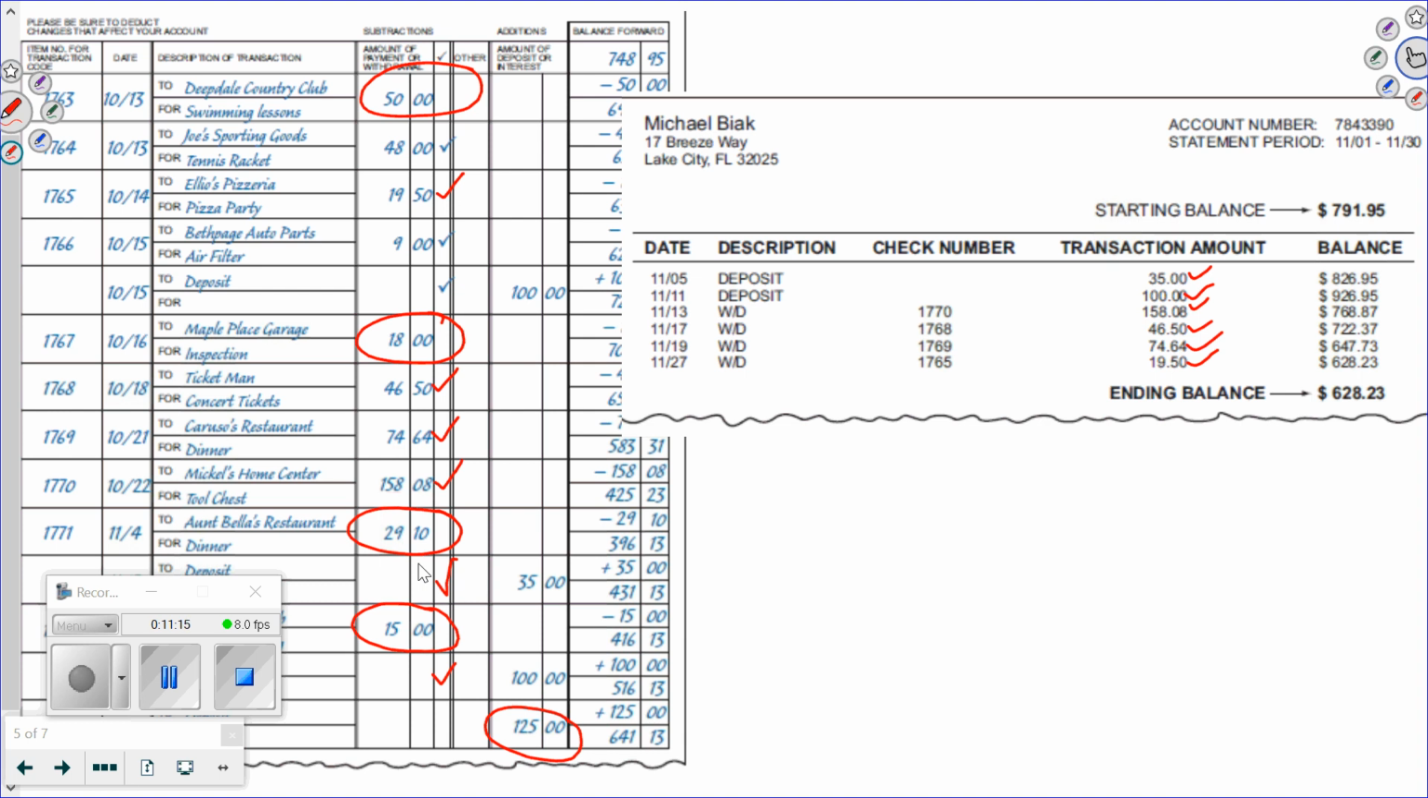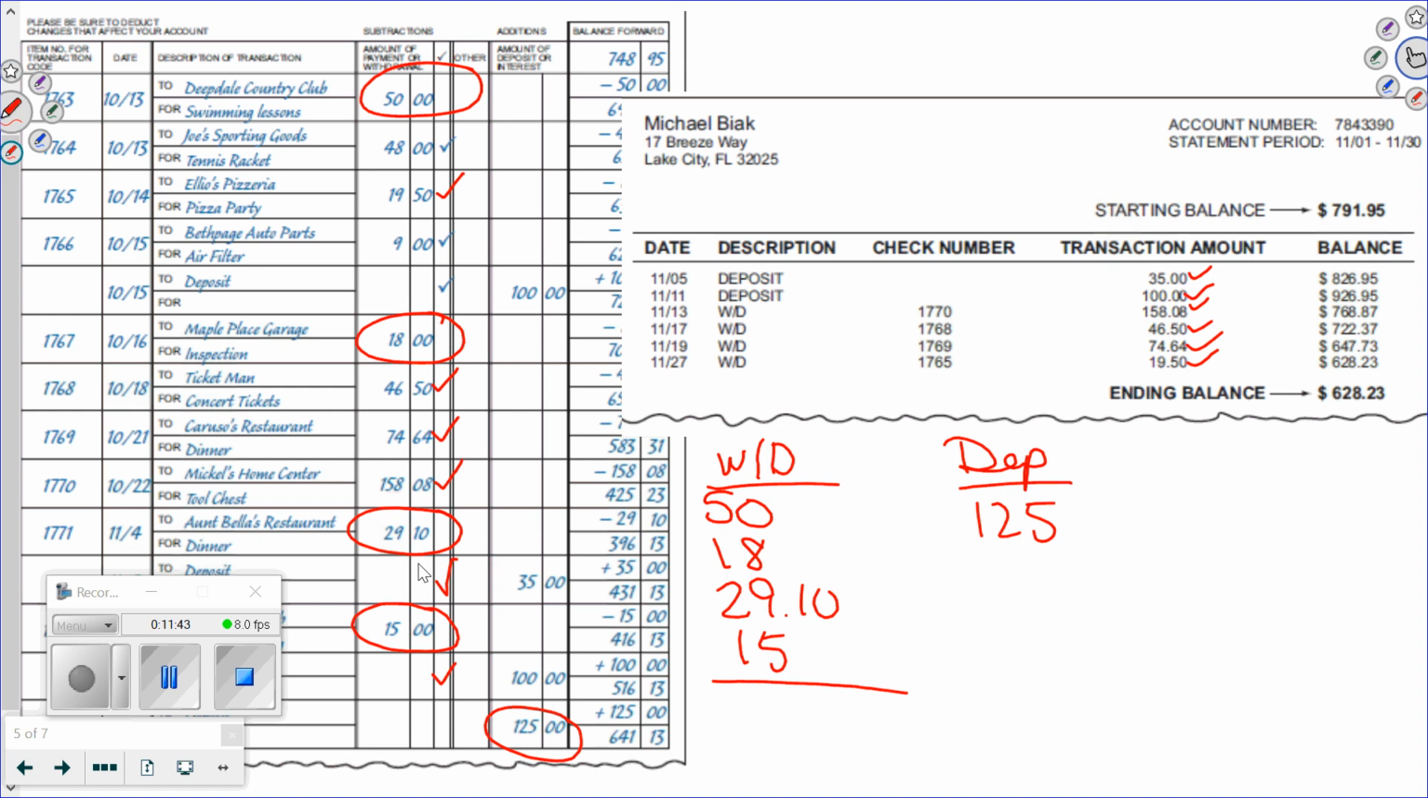So all of the outstanding withdrawals, okay, so we have a 50, 73, oh, an 18, a 29.10, and a 15. And the 125 is what? That's a deposit. That was 125. All right, so let's go ahead and total up all the withdrawals that did not come through my bank yet.